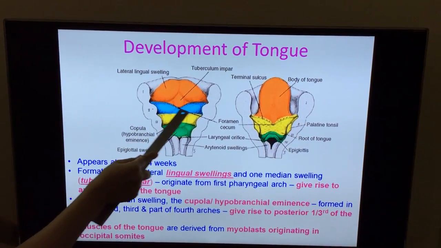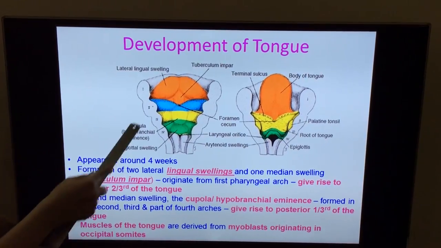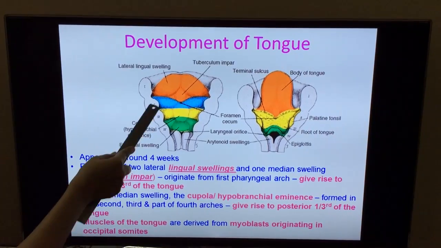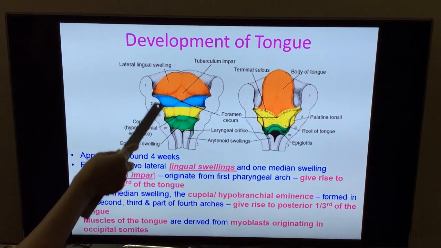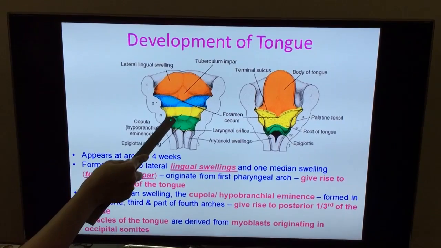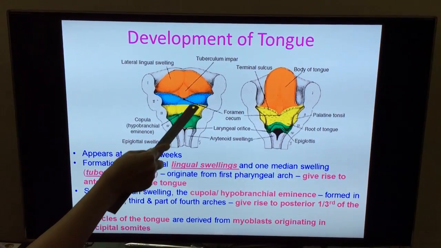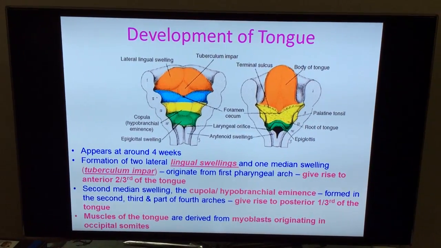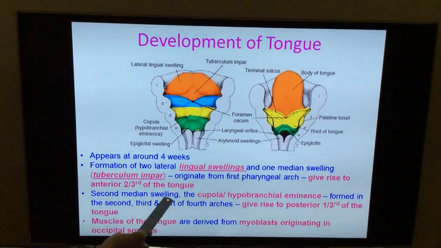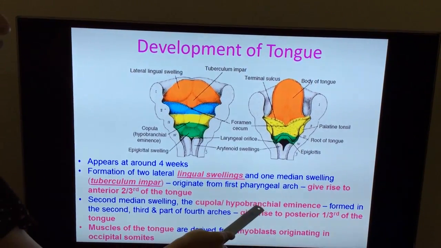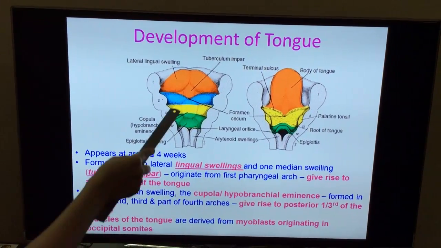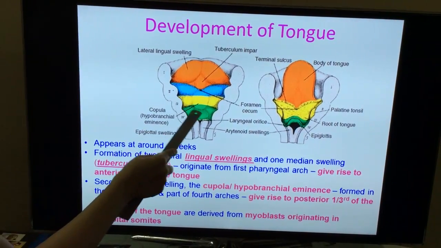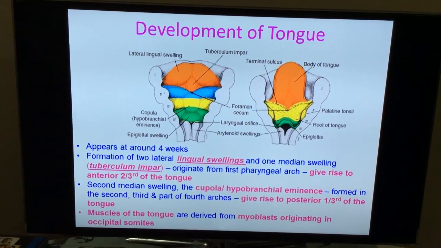The posterior 1/3 is contributed by swellings which appear at the level of the second pharyngeal arch, and also the 3rd and 4th. Exactly at the 2nd, 3rd and part of the 4th arch, there is one more swelling called the copula or hypobranchial eminence. This second median swelling gives rise to the posterior 1/3 of the tongue.